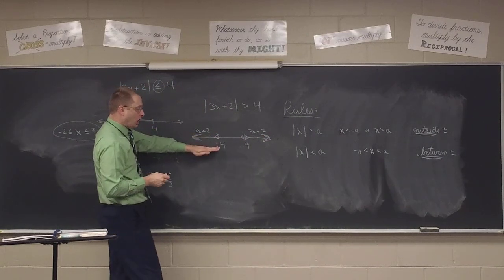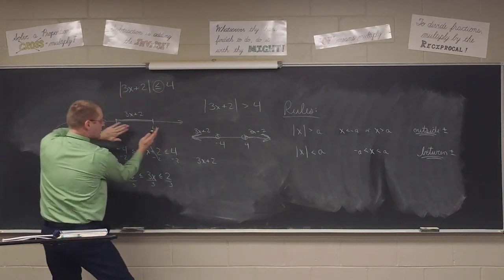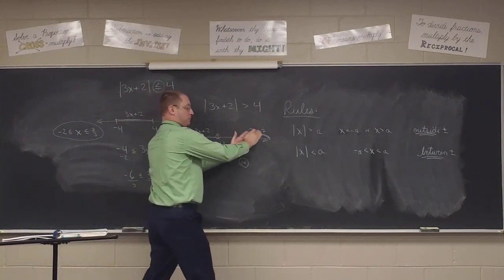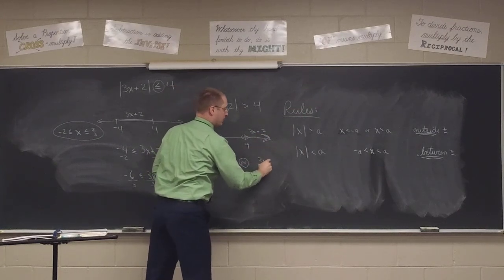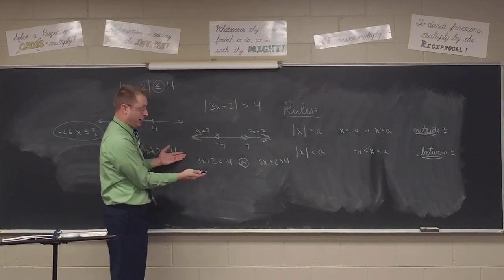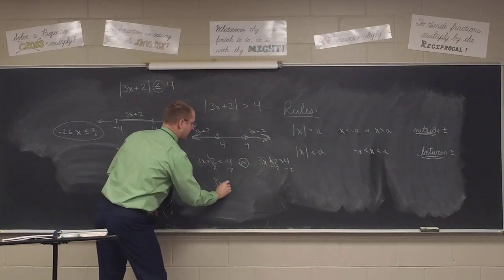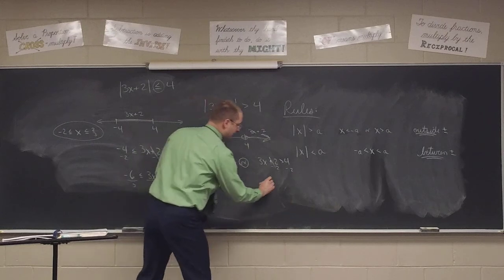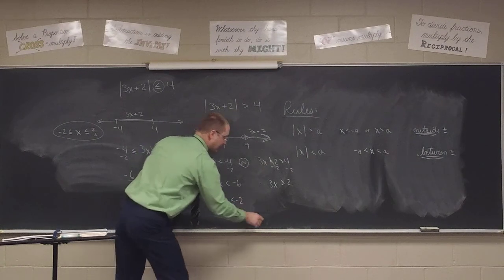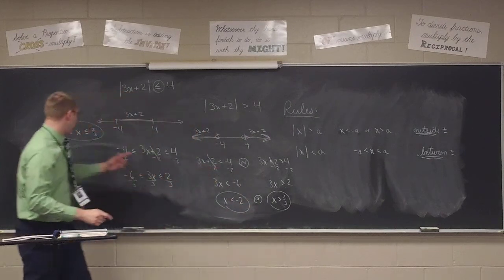So to write this inequality, I've got two separate inequalities. I've got that 3x plus 2, class, is less than negative 4, or I've got that 3x plus 2 is greater than 4. And now, in each case, we have to start by getting rid of the 2 by subtracting the 2. And that'll give me that 3x is less than negative 6, and that 3x is greater than 2. And then divide both sides by 3 to get x is less than negative 2, or x is greater than 2/3.